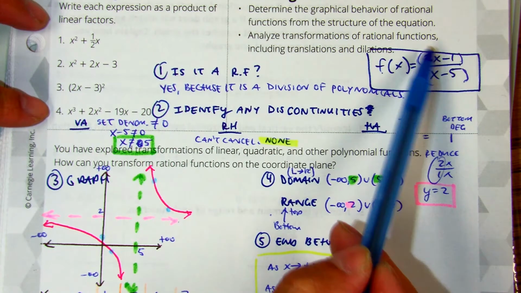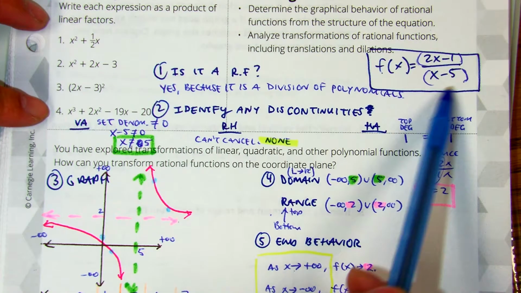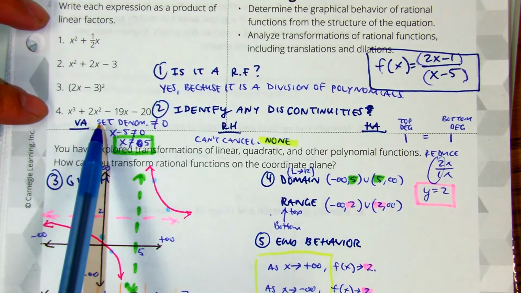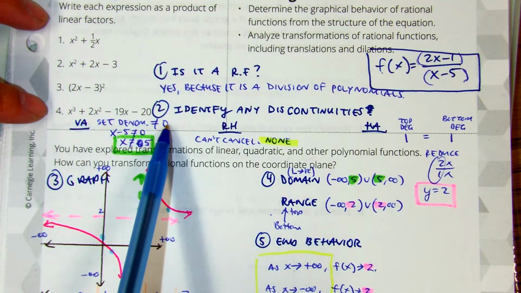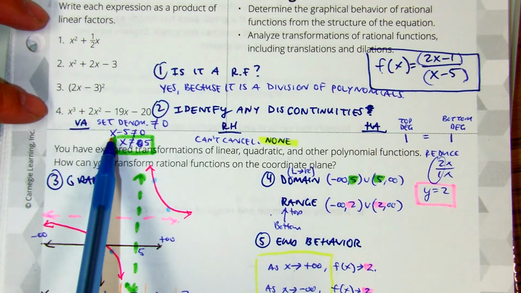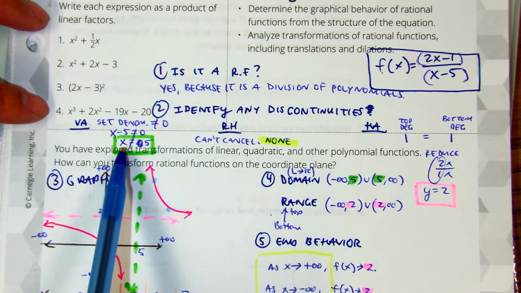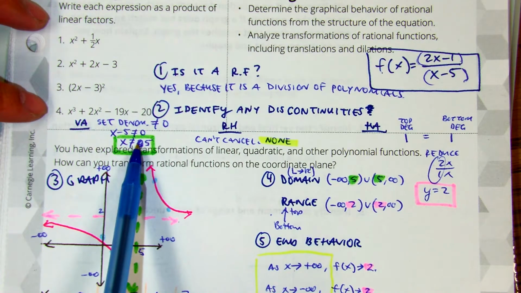In a rational function, this is a denominator. It's the bottom part of the fraction. To find the vertical asymptote, you set the denominator not equal to 0. And you get x is not equal to 5. Raise your hand if you got 5 for your vertical asymptote.